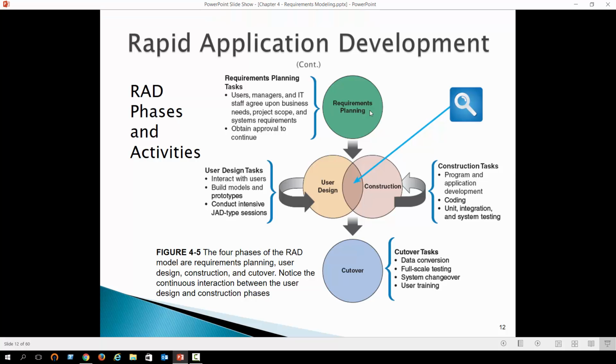So here are the phases of rapid application development. So requirements planning tasks, user design tasks, you can go through, pause this, read through these, construction tasks, and then a cutover. And the cutover being, if we're dealing with an older, a previous system, we most likely are going to want to convert that data.